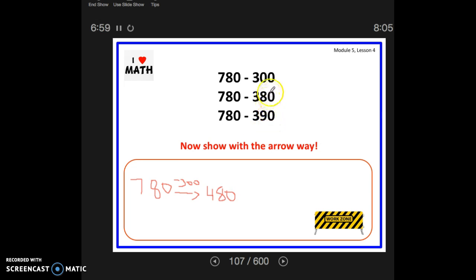Okay, so now we have to look at this one. What is the difference between 300 and 380? 80. So we have to take away another 80. And what do we get as our answer? 400.